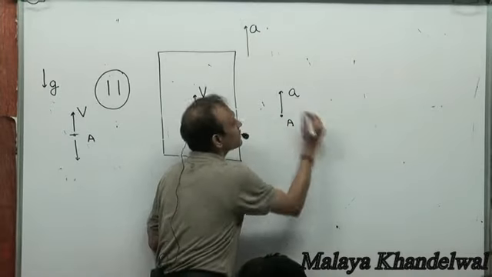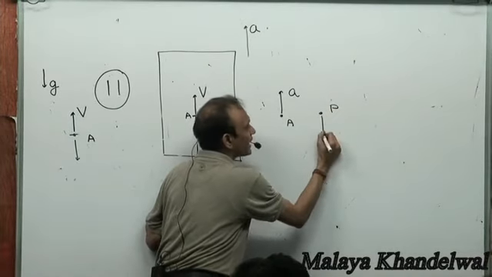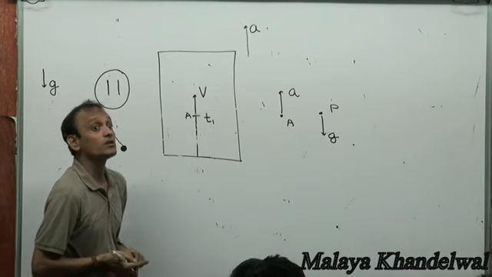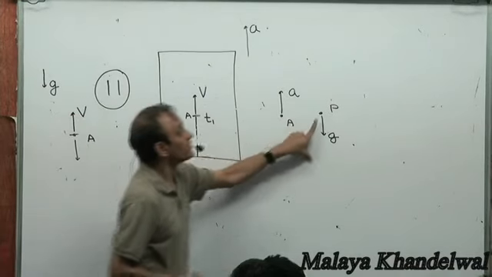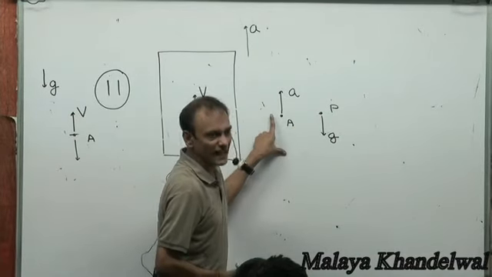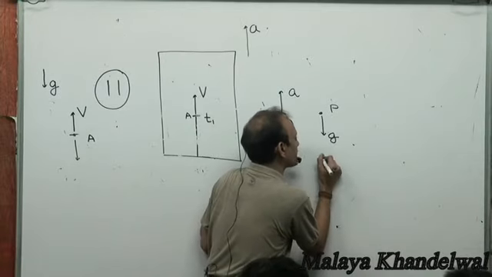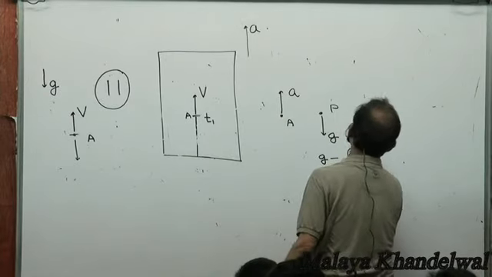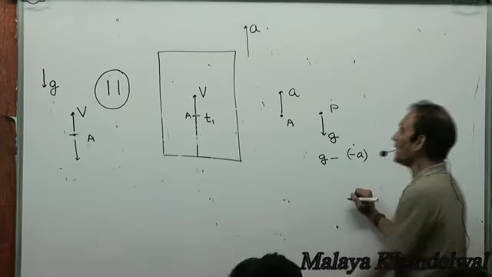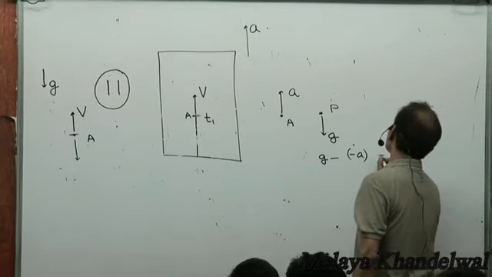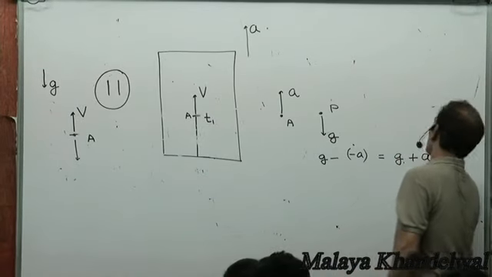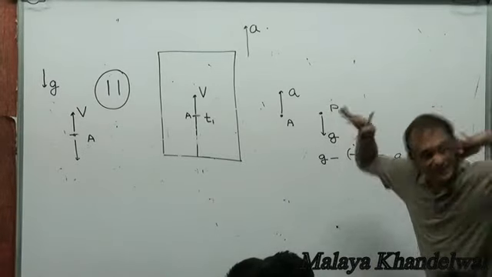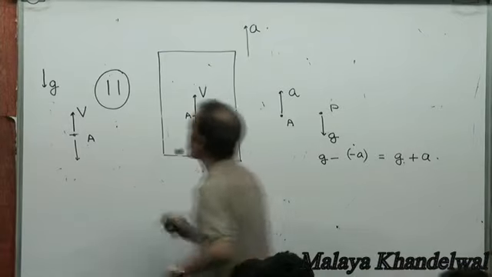And the particle P, when it is released, has an acceleration g downwards. So its acceleration with respect to A is the acceleration of P minus the acceleration of A. The acceleration of P is g, minus the acceleration of A, which is A upwards. A upwards is like minus A downwards, which gives g plus A downwards, yes or no? So the acceleration of P as seen by the elevator, or by the point A, is g plus A downwards.